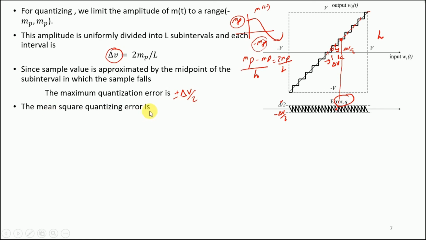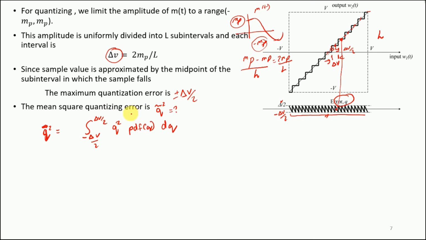And the mean square error is simply the power of this error signal, and for that we can identify it as q square, and this is something that we need to find. So this q square is simply the integral from minus delta v by 2 to delta v by 2, because the error is in this range, so that's why the integration limits are like this. And then the instantaneous value of this q, which is simply q square, and furthermore, the pdf of q, dq. So this is going to give us the mean square quantization error.